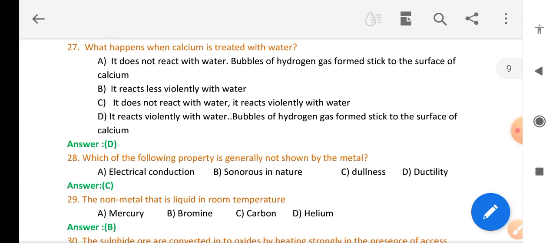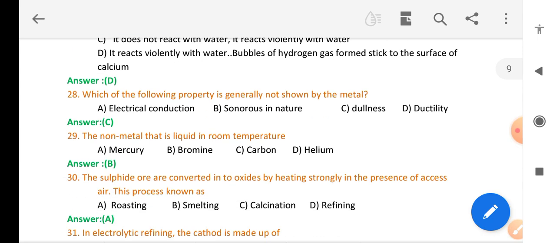Next question: which of the following properties is generally not shown by metals? The property not shown by metals is brittleness. Next question: the non-metal that is a liquid at room temperature. Which non-metal is liquid at room temperature? That is bromine.